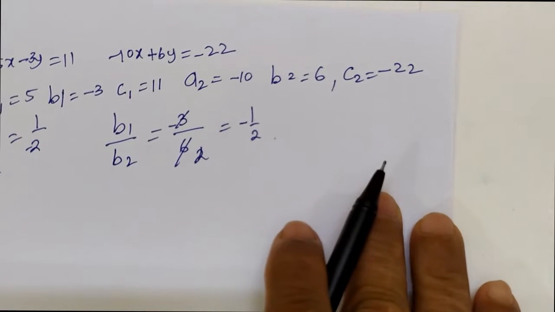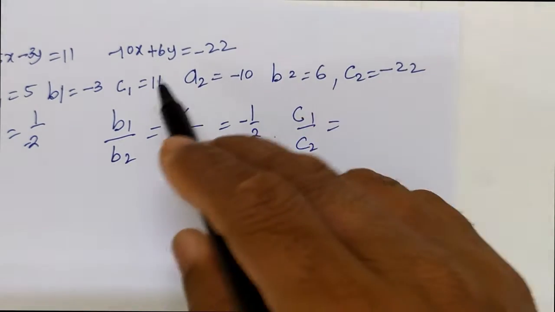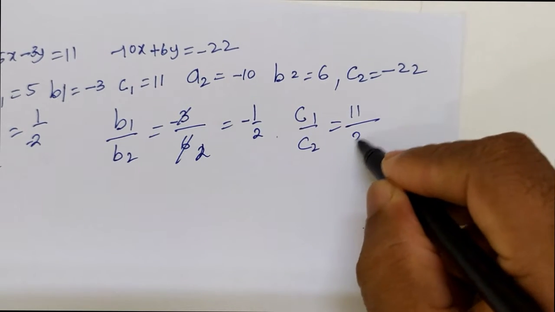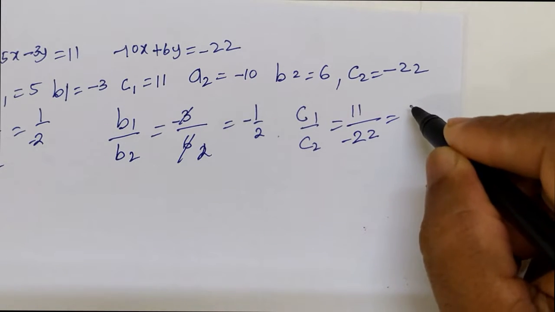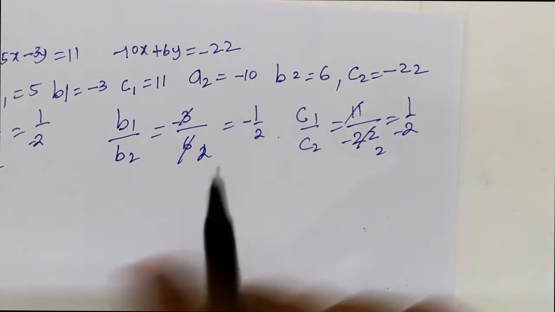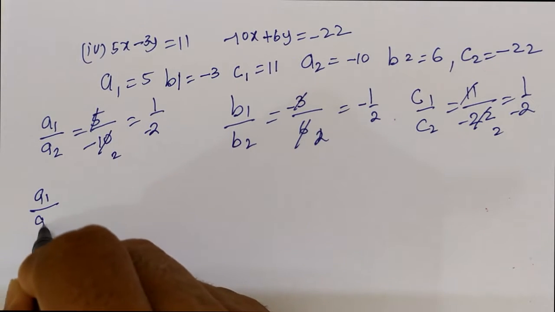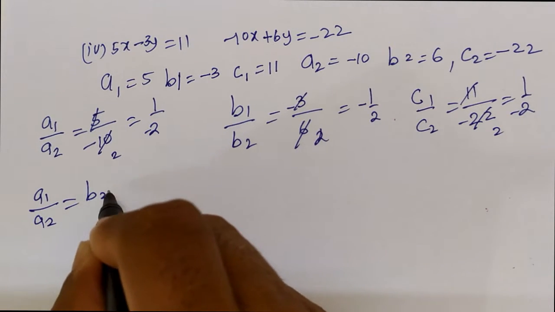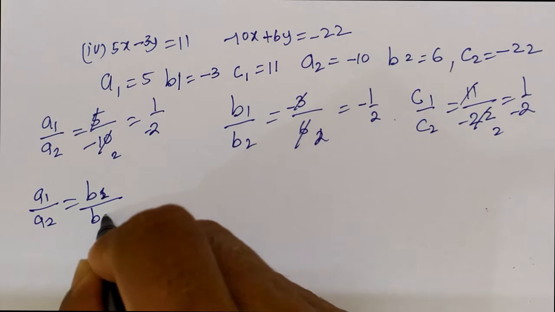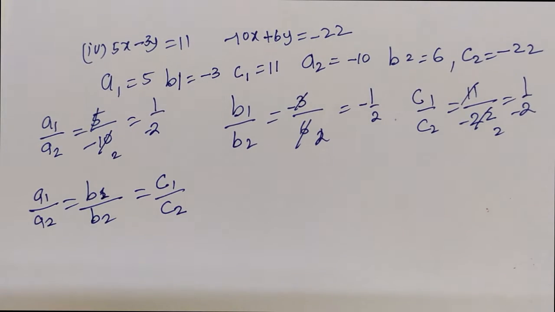We'll check c1 upon c2 now. c1 upon c2, c1 is 11, and this is minus 22. So this is 11 on the 11, 11 to the 22. This is, so we see a1 upon a2 equals b1 upon b2 equals c1 upon c2.